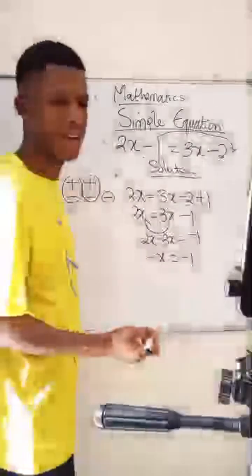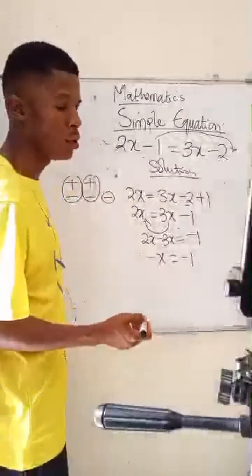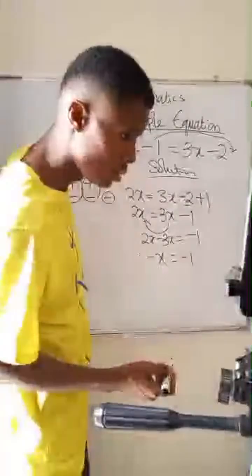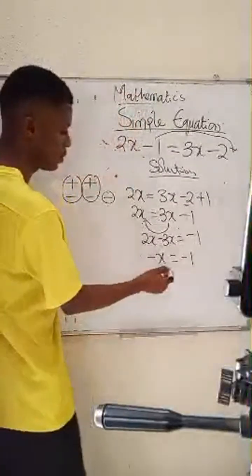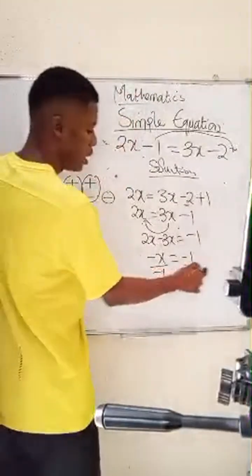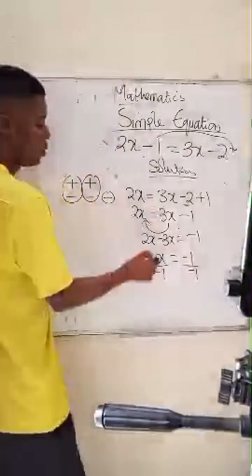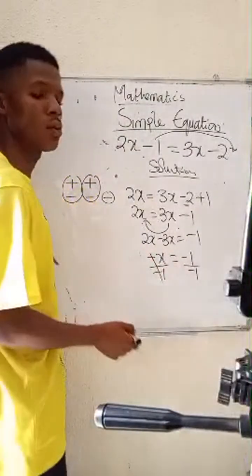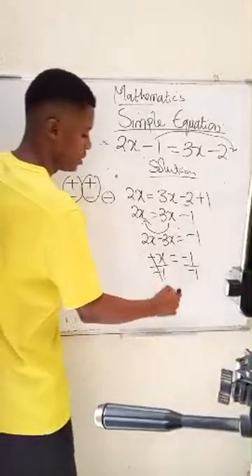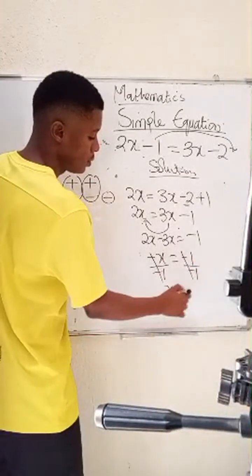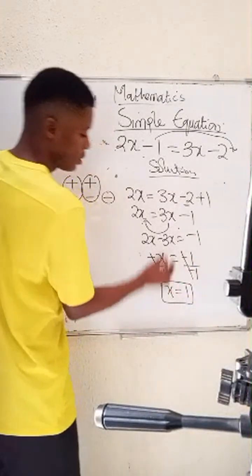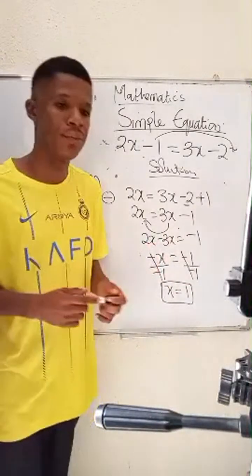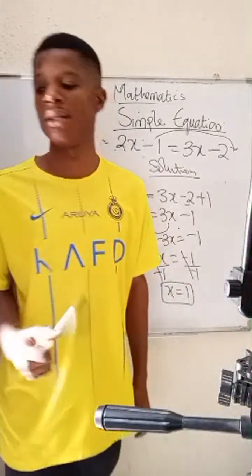Do you understand? The next step is to divide by -1 on both sides. Once you divide by -1, the minus will be out. So you have x is equal to 1. So x will only be 1 here. Write it in your book and let me know.